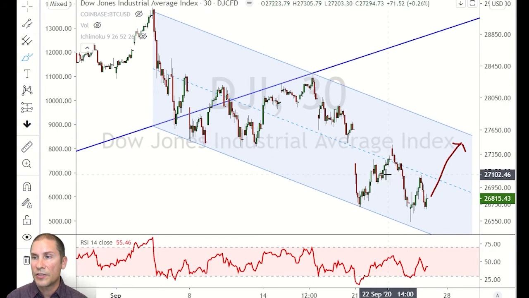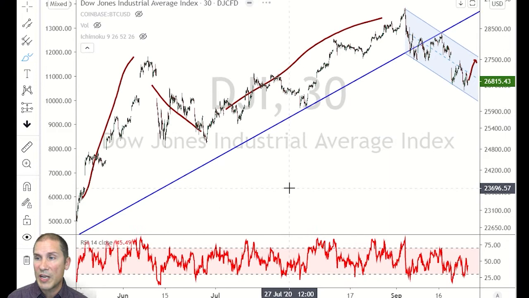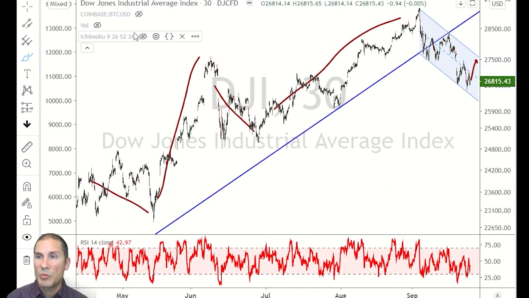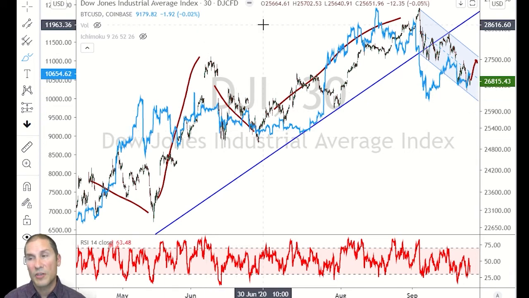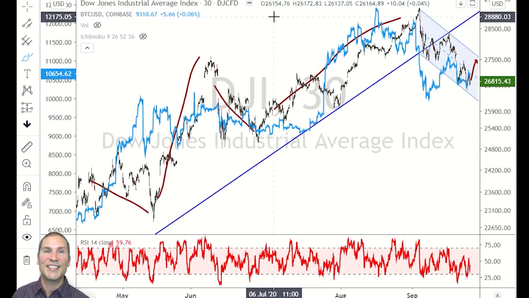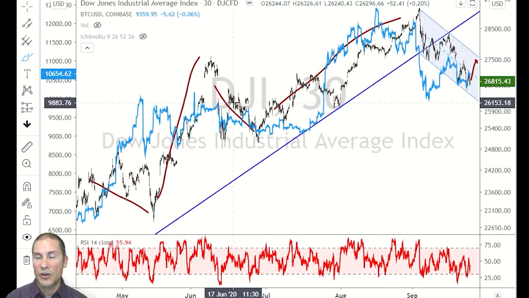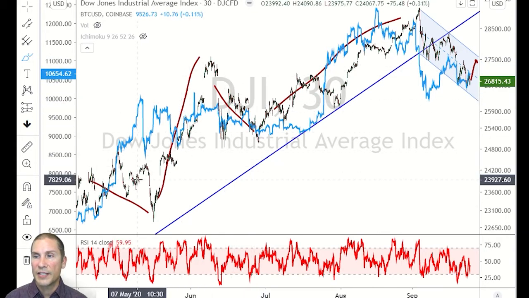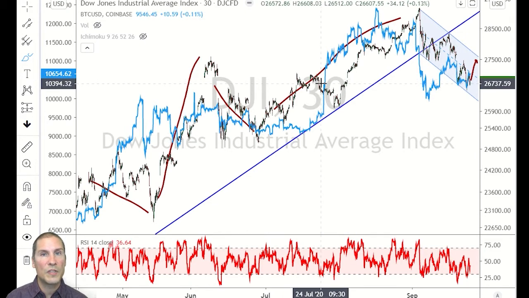Now, let me zoom out here for a minute. Another factor that is influencing Dow Jones is Bitcoin. So I'm overlaying Bitcoin here on this chart. We can see that the Dow Jones Industrial Average and Bitcoin have more or less been moving together in lockstep. So if one is rallying, the other is rallying. If one is selling off, the other is selling off.